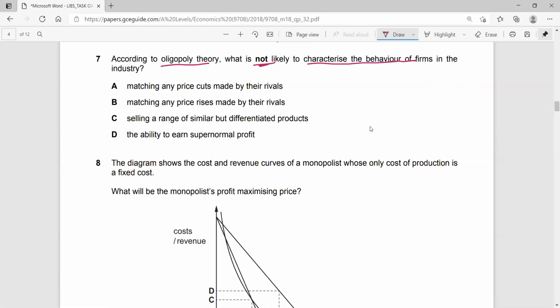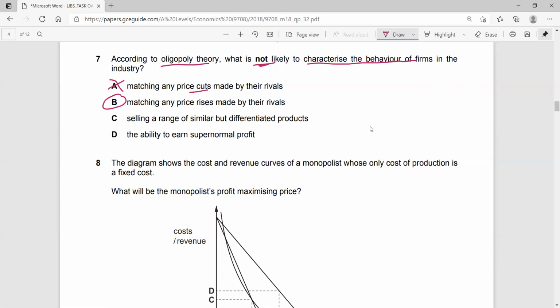So matching any price cuts made by the rival, this is an oligopoly industry exhibiting behavior, because in an oligopoly, you don't want to be outdone by your rival, like within the few major firms. So if they reduce price, that's what a price cut is, you will also reduce price in order to match that. Matching any price rises made by the rivals.